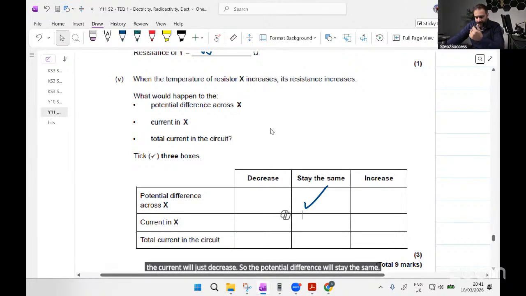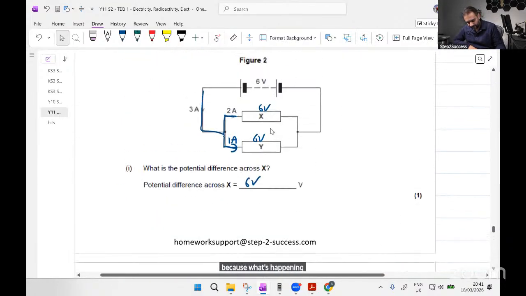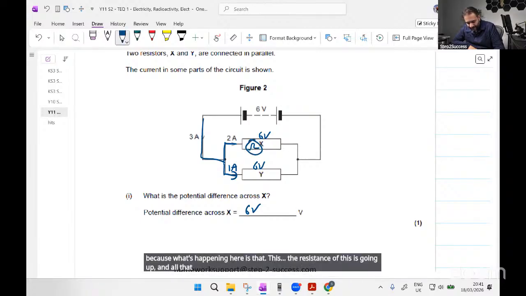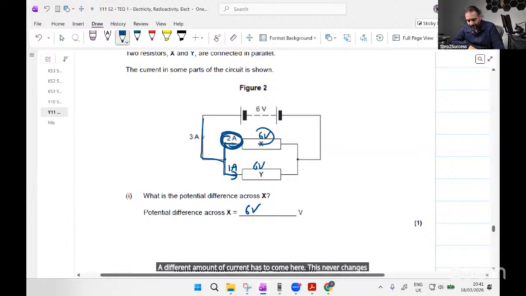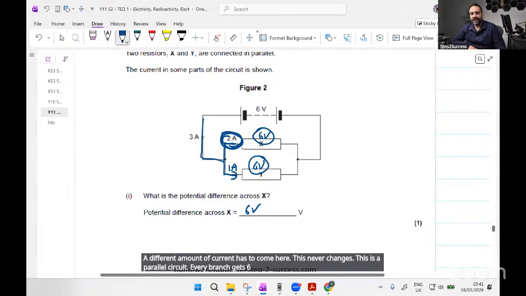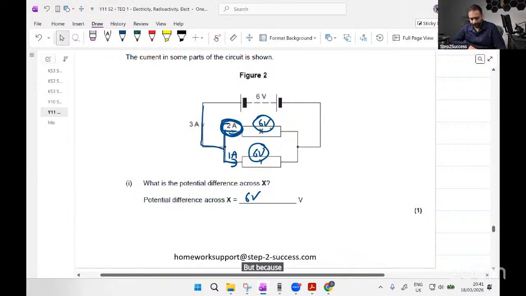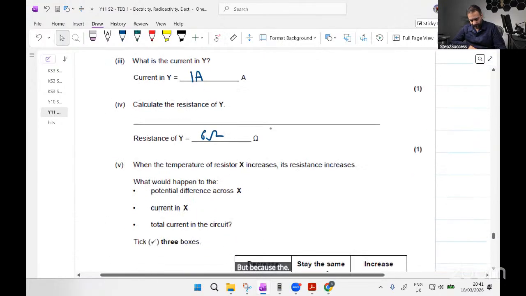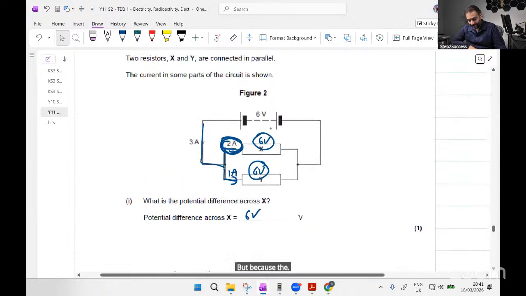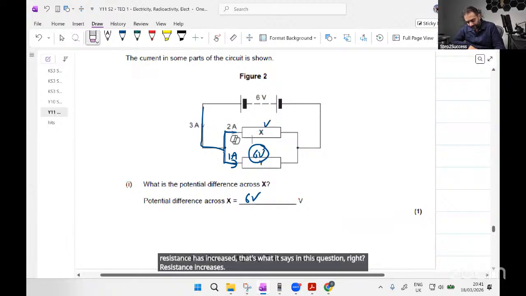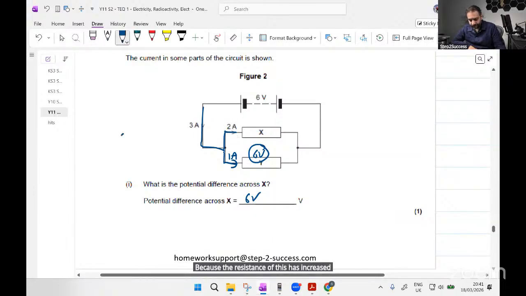Because what's happening here is that the resistance of this is going up. And all that does is it means that a different amount of current has to come here. This never changes. This is a parallel circuit. Every branch gets 6 volts. That doesn't change. So the potential difference will stay the same. But because the resistance has increased, that's what it says in this question, right? Resistance increases. Because the resistance of this is increased, there will be more current going towards it.